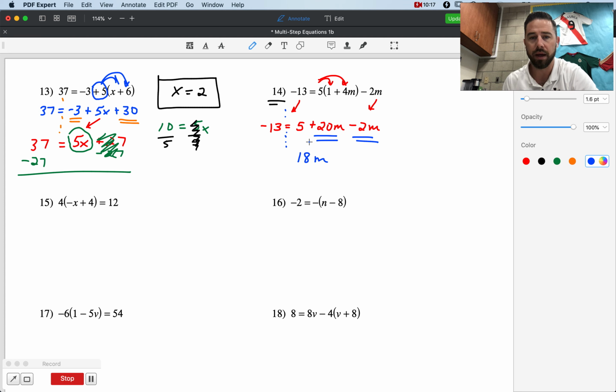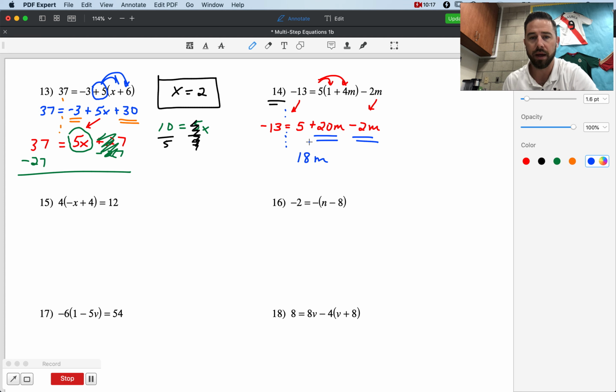Negative 8. Okay. If you owe 2 and you owe 8, that means you owe 10 equals negative 1n. And technically we have a negative 1 stuck out in front, so we need to divide by negative 1 to get rid of him. And then we just have n equals negative 10 divided by negative 1 is positive 10. Boom.